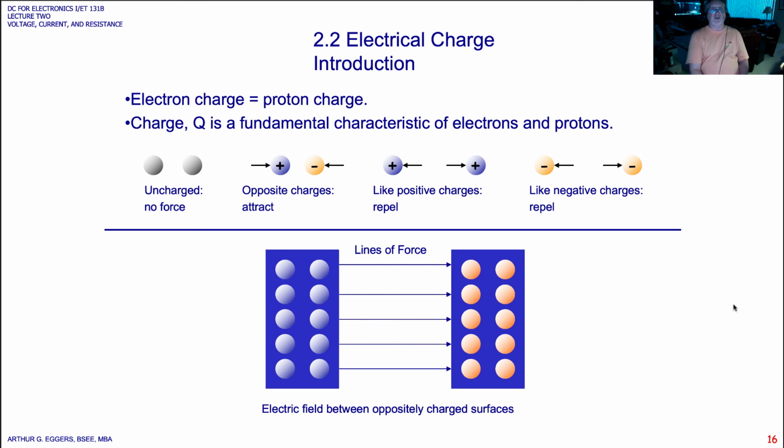Okay, so in the next section we're going to look at electrical charge. What does electrical charge really mean? What does it take for a positive charge and a negative charge to occur? So when we come back, we'll pick up with electrical charge introduction.